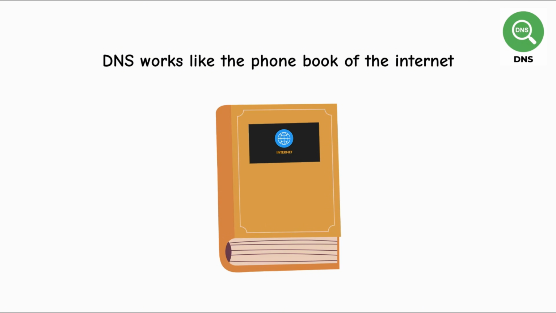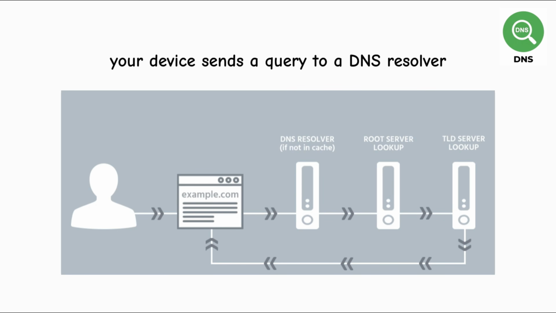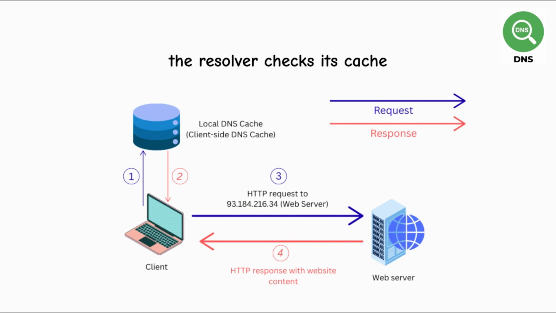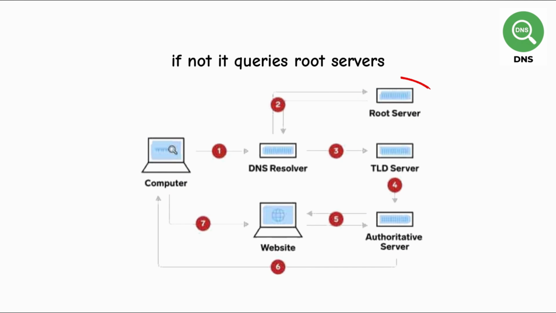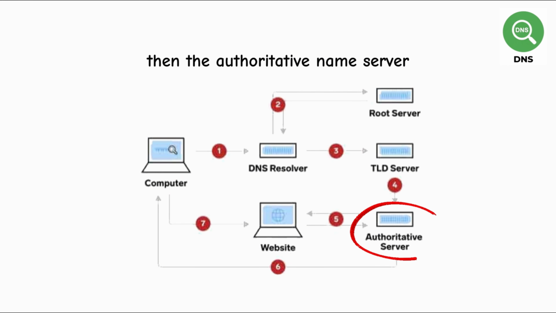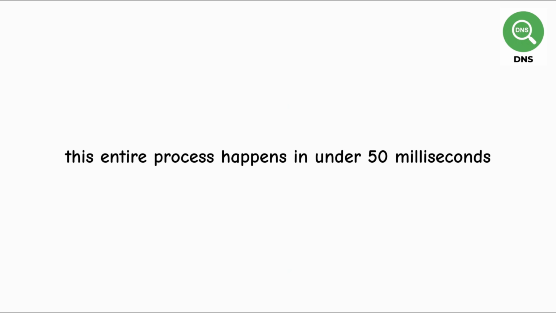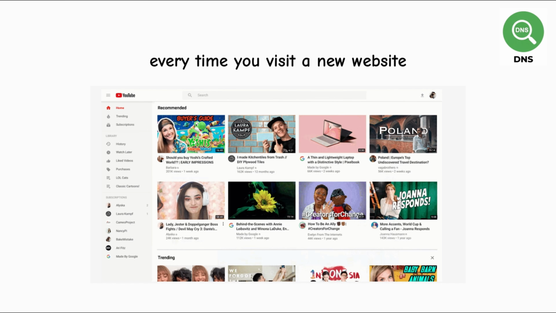DNS works like the phonebook of the Internet. You type a domain name, your device sends a query to a DNS resolver. The resolver checks its cache. If it has the answer, it returns it immediately. If not, it queries root servers, then top-level domain servers, then the authoritative name server for that specific domain until it finds the correct IP address. This entire process happens in under 50 milliseconds every time you visit a new website.